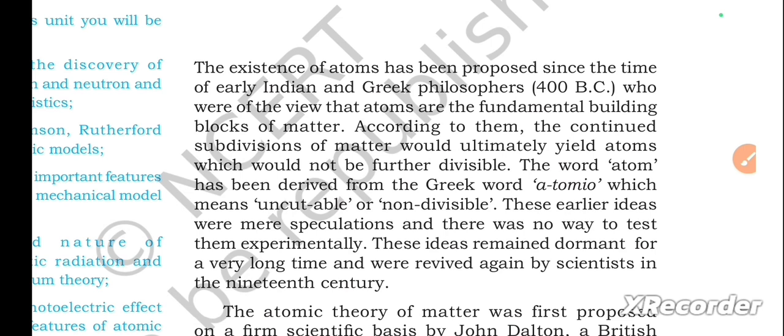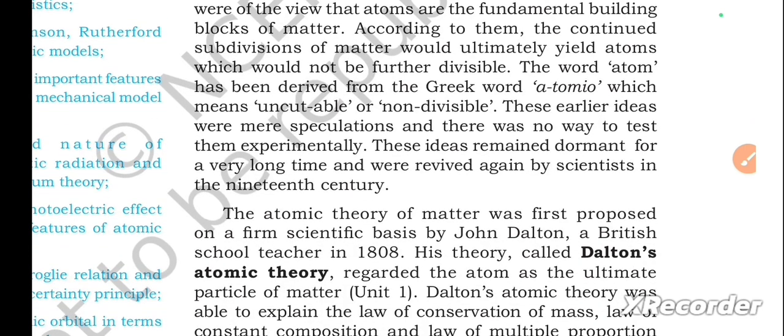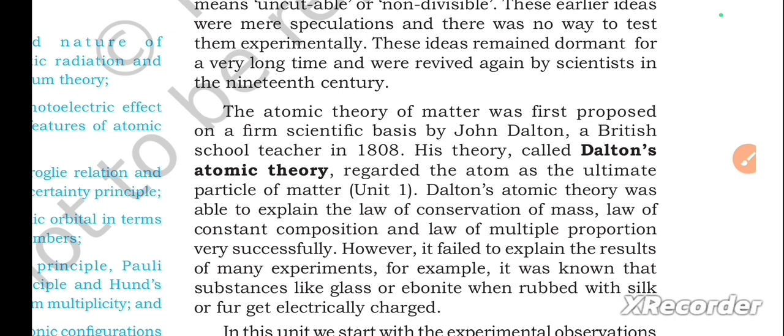These earlier ideas were more speculations and there was no way to test them experimentally. These ideas remained dormant for a very long time and were revived again by scientists in the 19th century. The atomic theory of matter was first proposed on a firm scientific basis by John Dalton, a British school teacher, in 1808. His theory, called Dalton's atomic theory, regarded the atom as the ultimate particle of matter.